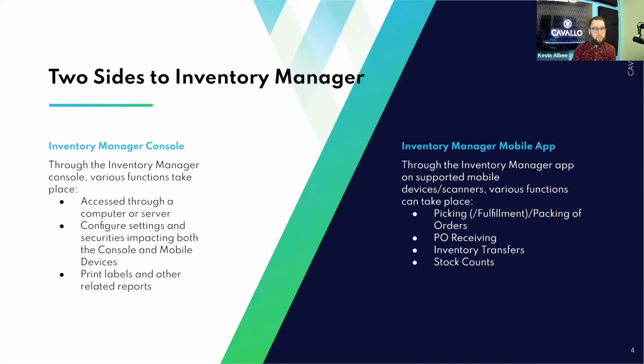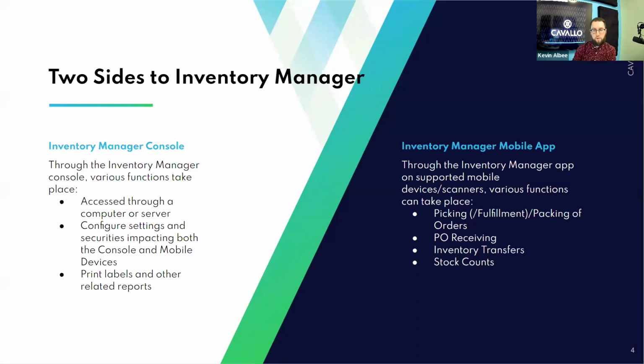The Inventory Manager Console, like I said, is accessed on your computer or server, and that's where you're doing a mixture of things. There's a lot of settings and security configured there, and those impact both the console itself and a lot of things you see on the mobile app. In particular, what menus you have access to, how those function, and also some of the visual aspects of how they look and feel. There's also a lot of label functionality on the console side, so printing out labels for your bins, item numbers, and all sorts of different things like that.